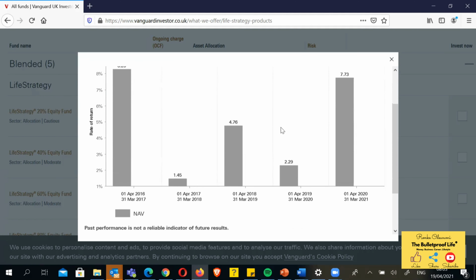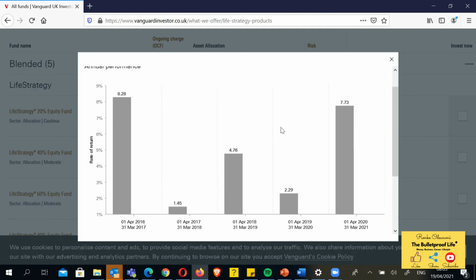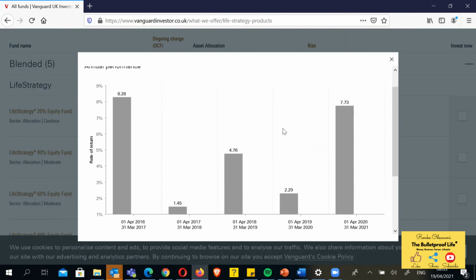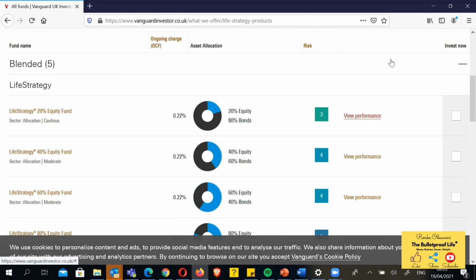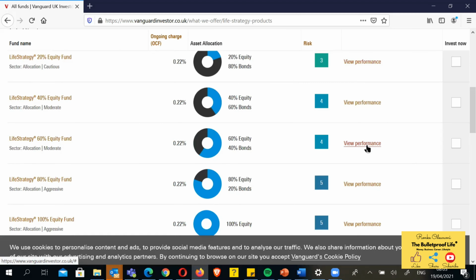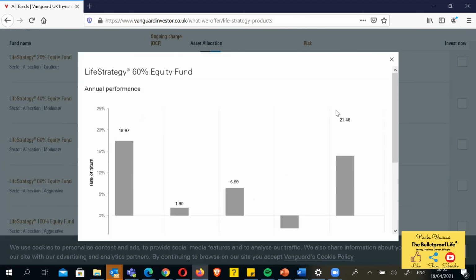the rate of return is something between 1.45% and 8.28%. That is the maximum rate of return it's had in the last 5 years. Now, that's for a fund that's low risk and cautious. Now, if you go to a moderate fund, if you view the performance of this moderate fund, as you can see, you are benefiting from the fact that it's more risky because it's going up to 18.97%.